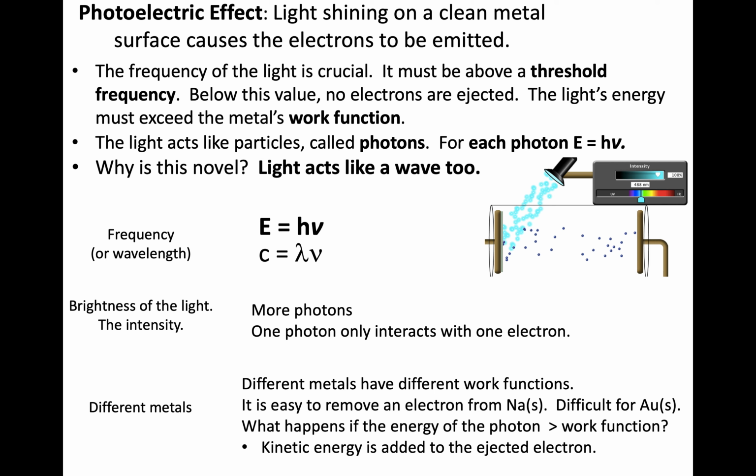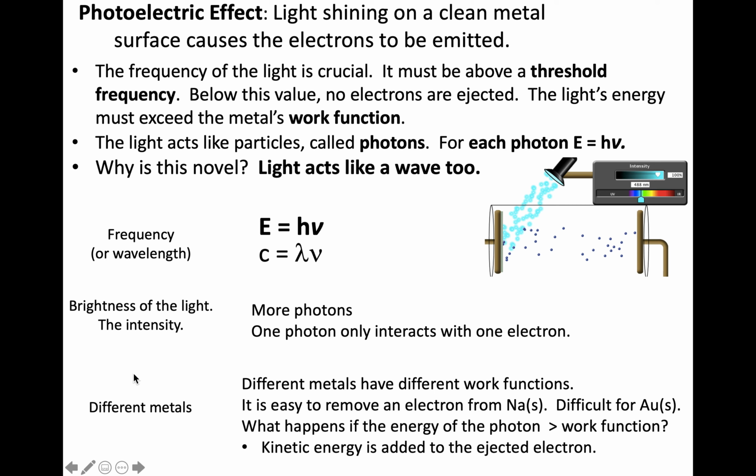More photons, brighter light, higher intensity. In each of these cases, one photon is going to interact with one electron. We're not dividing it up, remember? E equals h nu tells me I can't divide up that energy smaller. I can transfer it to an electron, but I can't cut it in half in some ways.